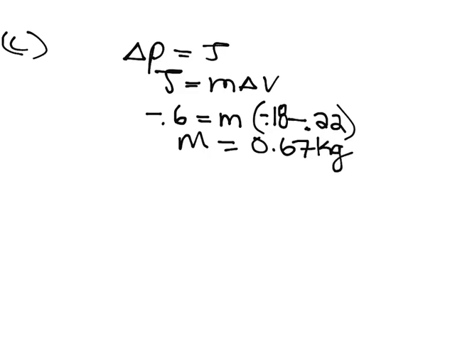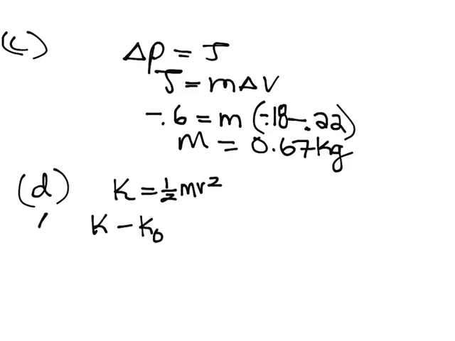In part D, it says determine the energy loss in the collision between before it hit the force sensor and afterwards. Okay, so remember that in general, kinetic energy is equal to 1/2 mv squared. We want the change in energy, so we have final minus initial, so delta K is equal to the final kinetic energy minus the initial kinetic energy.